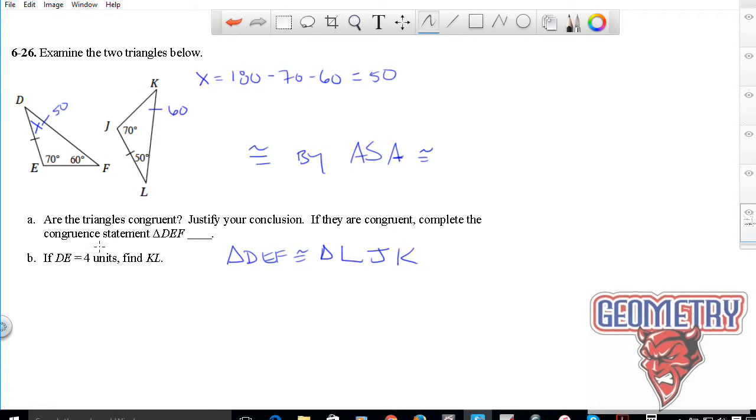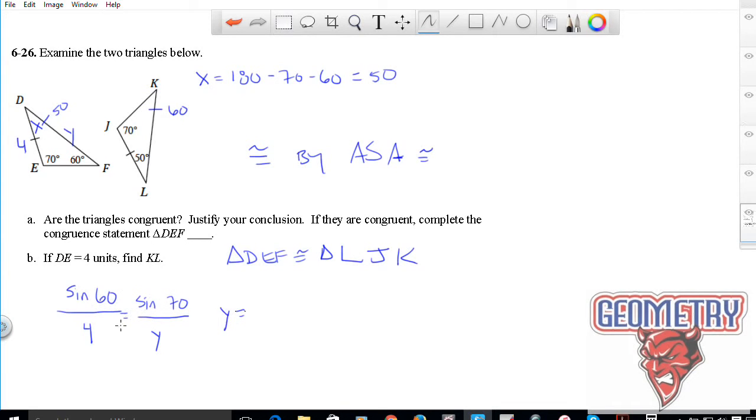And then it says if DE equals 4 units, what is KL? Okay, well these two triangles are the same. So if I can find DF, I can find KL. So I just need to find what DF is. We'll call this Y. If we can find what DF is, then we can find what KL is. And I'm going to find that using the law of sines. So the sine of 60 over 4 equals the sine of 70 over Y.